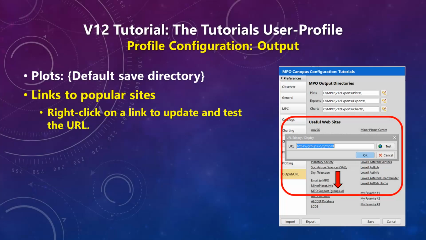Website URLs change or go away. You can update the stored values as needed. Right-click on a URL to see the stored value. Assuming you have an internet connection, click the Test button to see if the URL is valid. Click OK to save a changed URL.